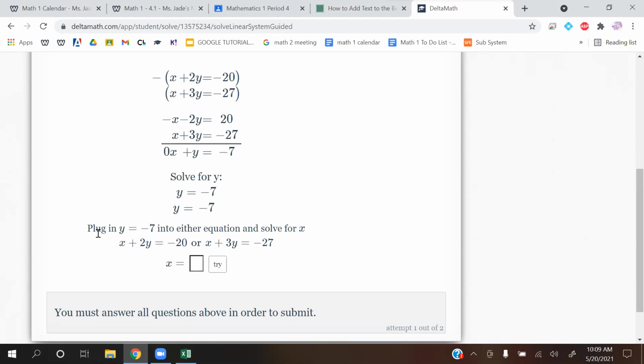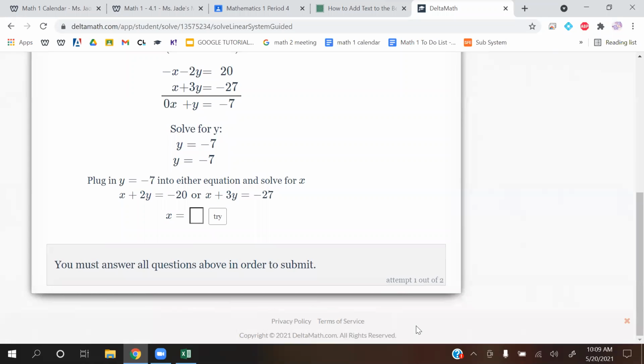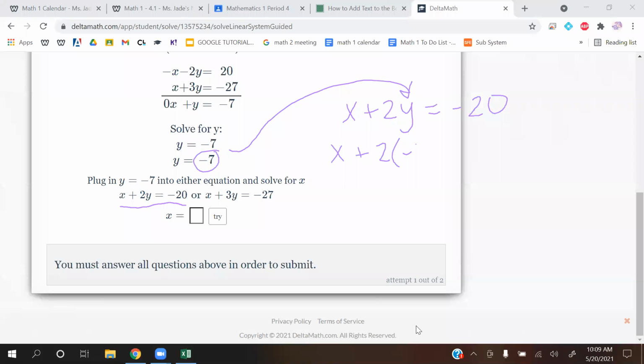And then that means we got our negative 7. That was correct. We plug it in to either equation to solve for x. So it doesn't matter which equation you choose, you just choose one. I'll choose this one just because it's written first. And then I'm going to plug this in over here. So instead of 2y, it's 2 times negative 7. So just plug it in. And then we get x minus 14 equals negative 20. Then to get x, we just add 14. So that 14 cancels out. X will equal negative 6.